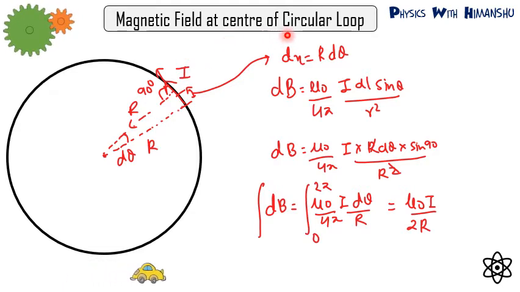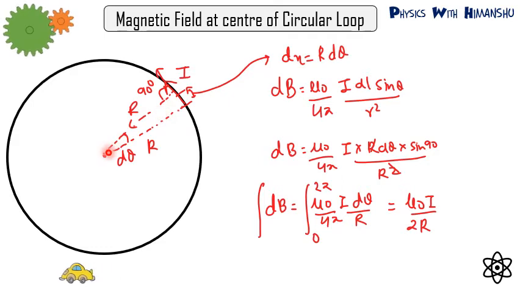Magnetic field at the center of a circular loop. So we have a loop in which the current is I and the radius of the loop is R, and I want to find the magnetic field at the center. So I'll take a small length segment here, dl, and dl will be equal to r d theta, because arc length is equal to radius into angle.